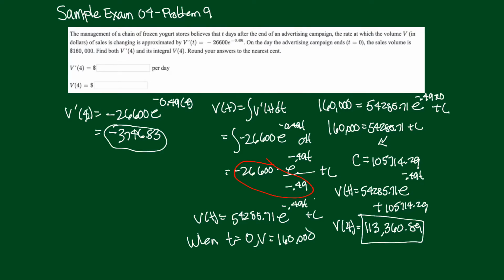So that means, let's just take a look at this. It says, when the advertising campaign ends, our volume is 160,000. But then what happens 4 days later, right after we've advertised? We're now down to what, 113,000. As time goes by, right, it's a decreasing function, volume goes down.